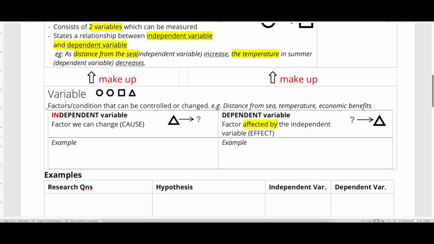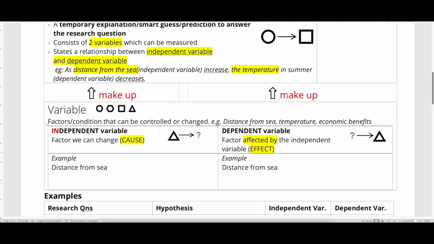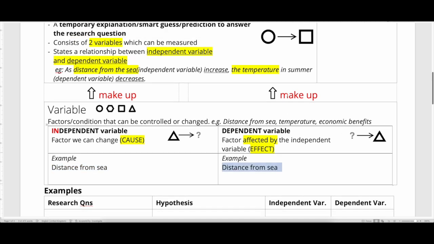Independent, as the name suggests, they don't rely on anyone, so they are the cause. Okay, and this is the effect. Alright, so if I take this for example, distance from sea will be the independent variable, because it is the distance from sea. In my hypothesis, I'm saying that the distance from sea is the one that changes the temperature in summer.